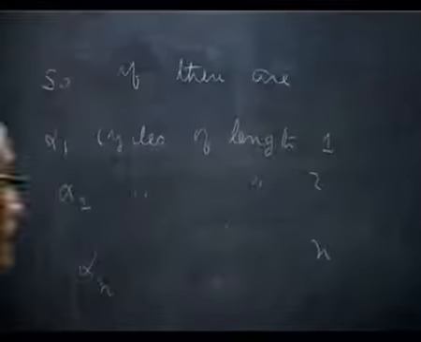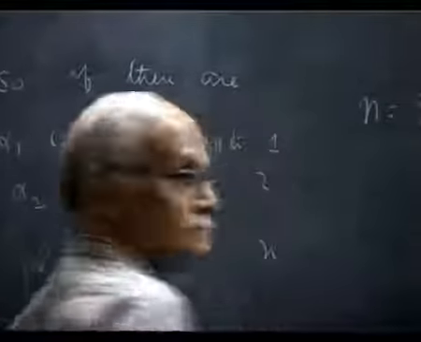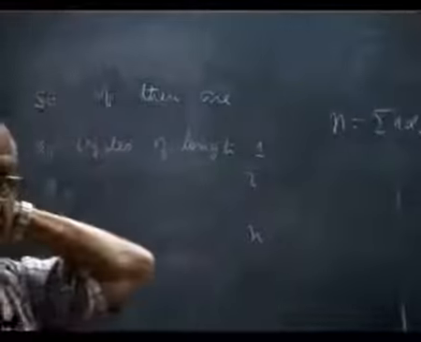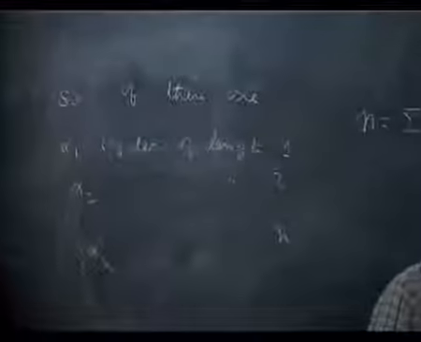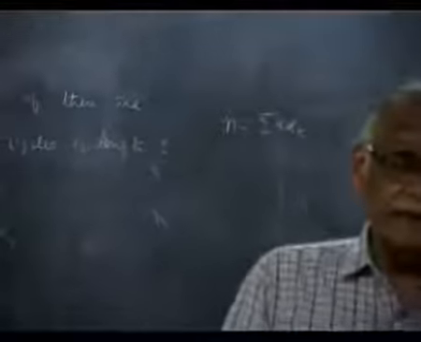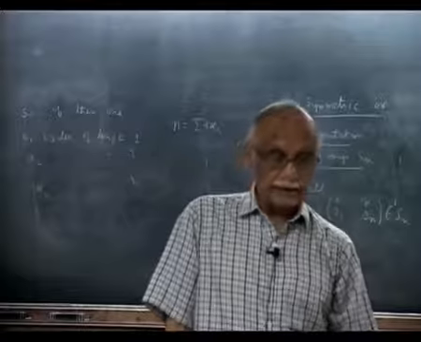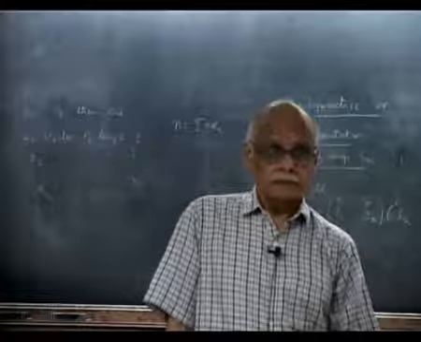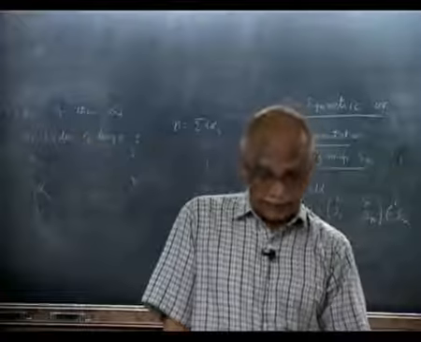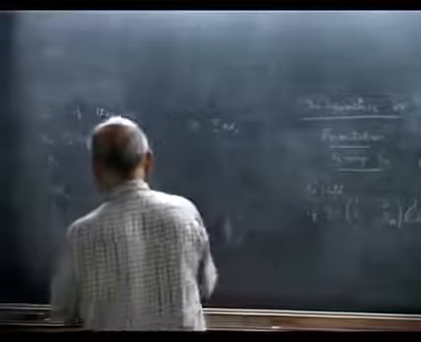What I can say is n is the summation of i alpha i. The sum I take here: alpha 1 cycles are length 1, alpha 2 cycles are length 2, alpha n cycles are length n. So when I add them up, I should get back n, because I am dividing n entries. This is surely true, because the sum of the elements should add up to n. Now I do the following, and then I will show why this is so important.